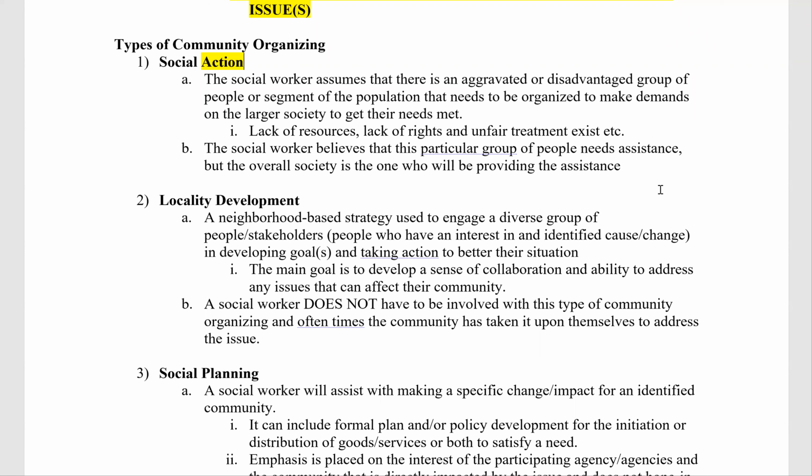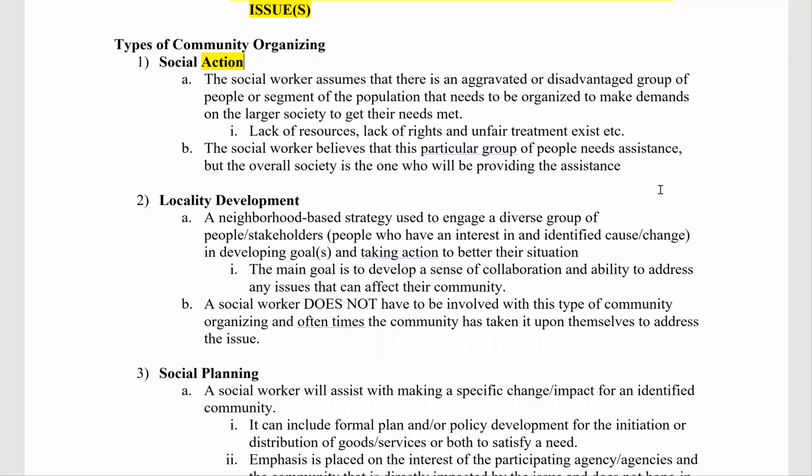So this is where the social worker believes that this particular group of people needs assistance, but the overall society is the one who should be providing the assistance. This is where we are demanding the government. This is where we're demanding all of these agencies to provide assistance for our clients based on the fact that there is a gap within the situation. The easiest way to remember social action is we are putting forth the action to get the job done. That will make sense as we go over the next two because they vary from the first one.